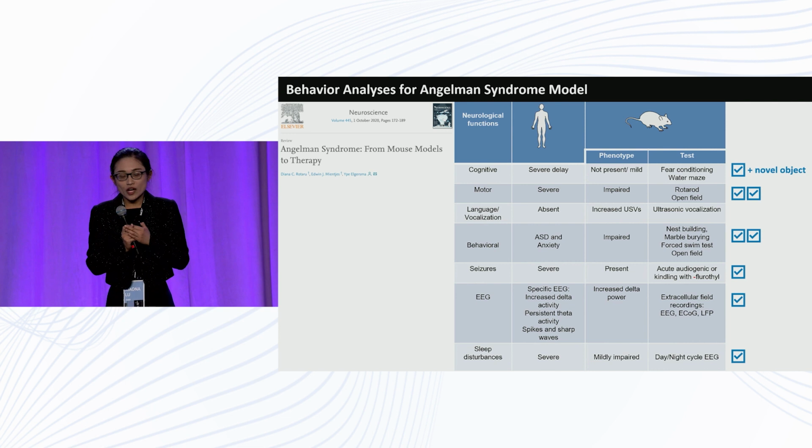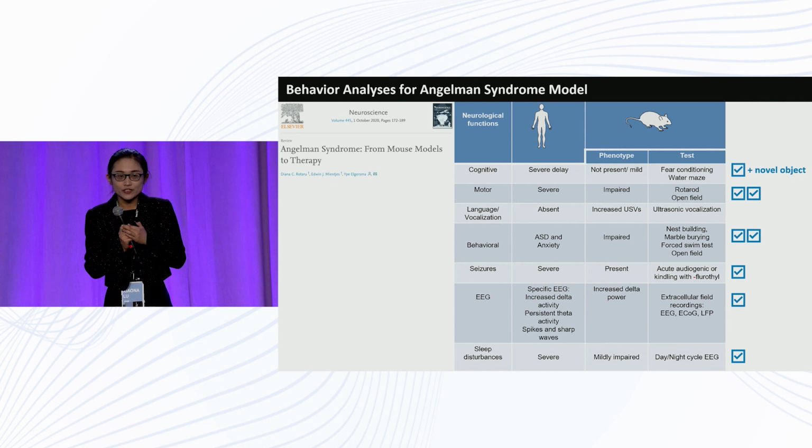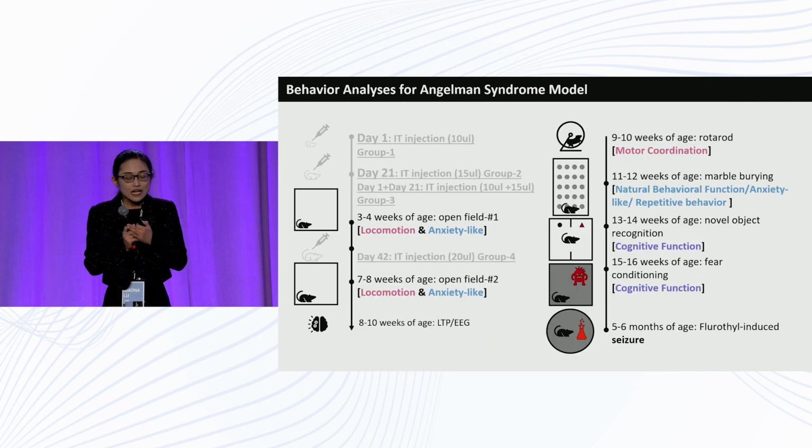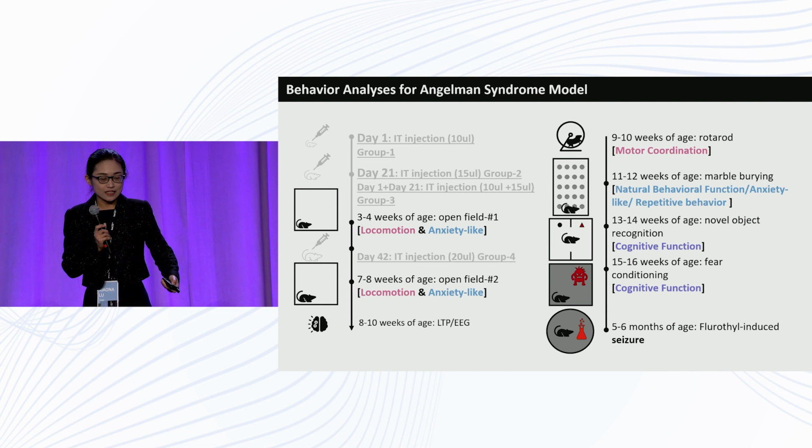According to the correspondence of the symptoms of our Angelman patients and the phenotype of a known Angelman mouse model, we select the fear conditioning and novel object for cognitive function test, and the rotor and open field for the motor function. We also select the marble burying and also the open field to assess the natural behavior function. We also did the flurothyl-induced seizure, LTP, and EEG. A battery of the behavior tests were performed in order at a given time point. This is the same assay we use for the gene therapy study.